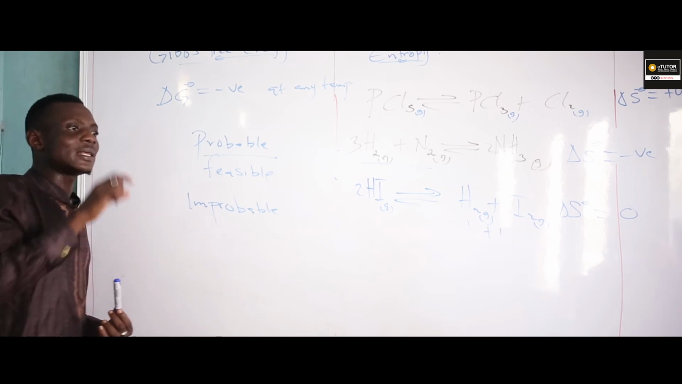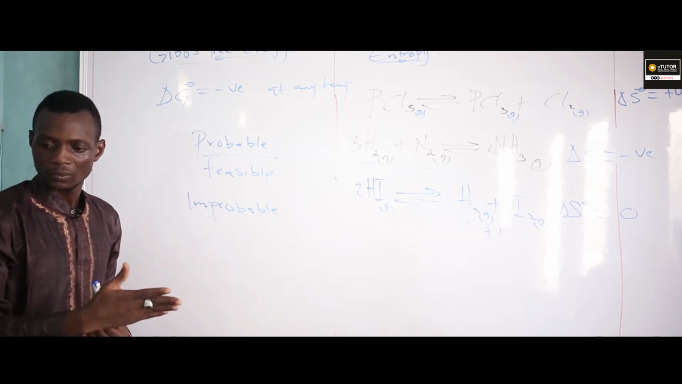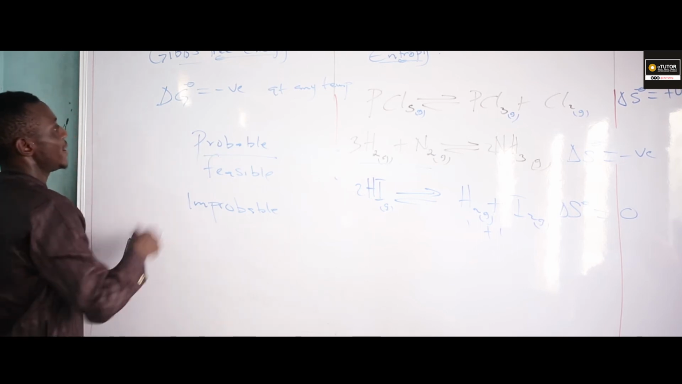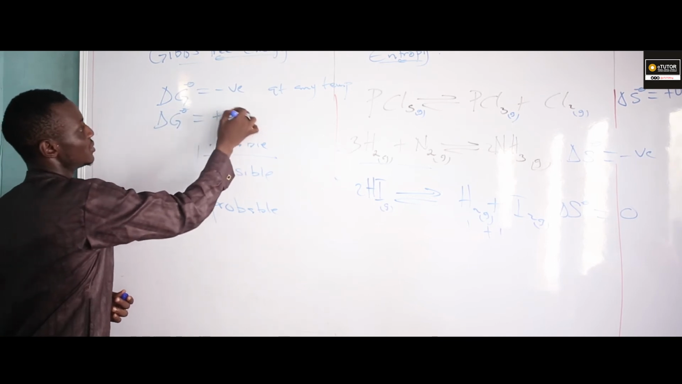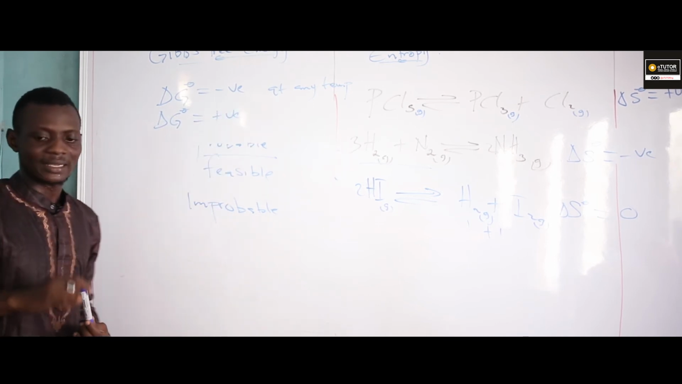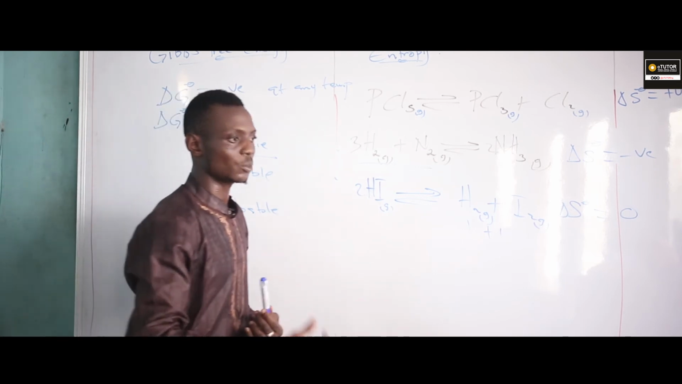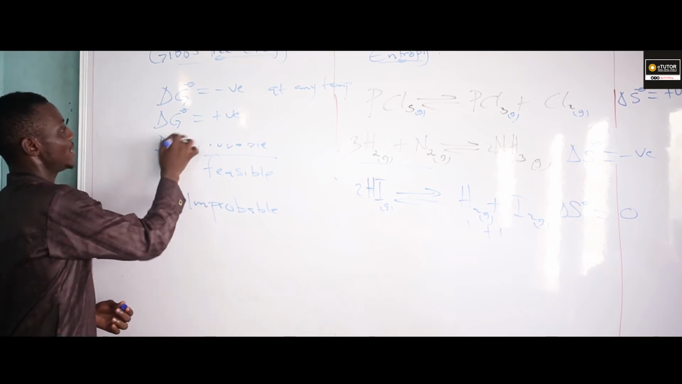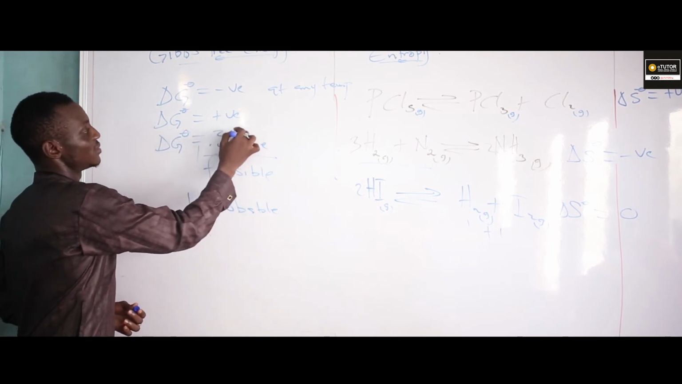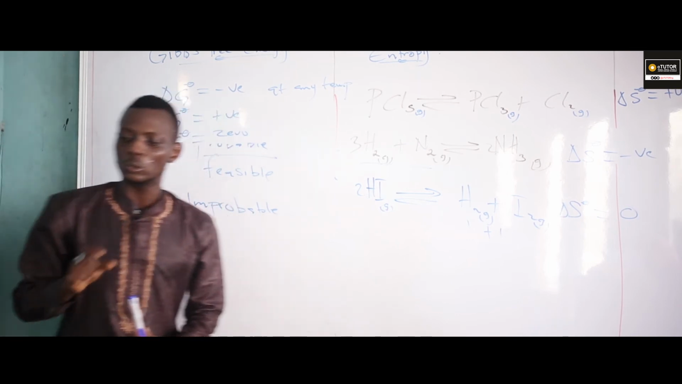So that means the system is going to be visible at any temperature. Do you understand what I'm saying? If our delta G is positive, it means the system at any temperature will not be probable. That means improbable system. And if our delta G is equal to 0 at any temperature, that means the system is at equilibrium.